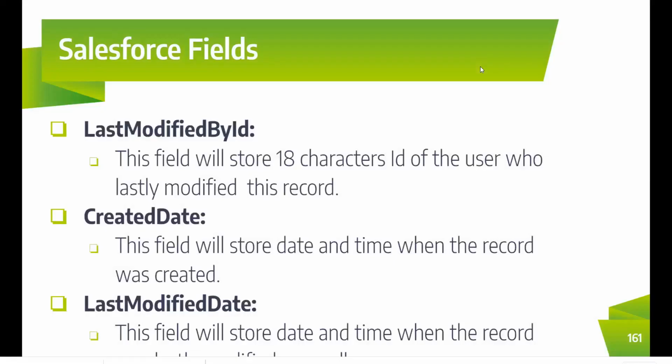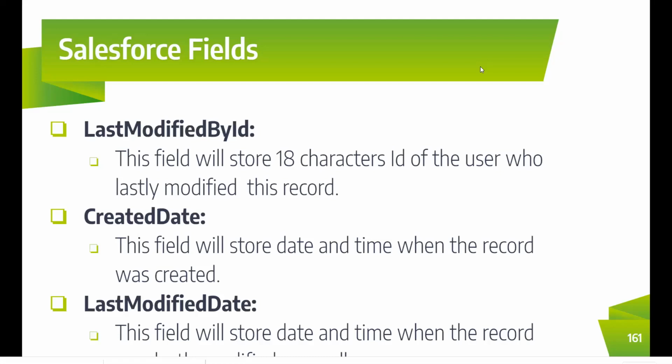Right? Next one is Last Modified By ID. This field will store the 18 character ID of the user who lastly modified the record. Who has lastly modified the record? Who is going to modify this record? Only the owner is going to modify the record, right? Whoever has lastly modified it, that ID will be stored here. So you're going to get an 18 character ID.